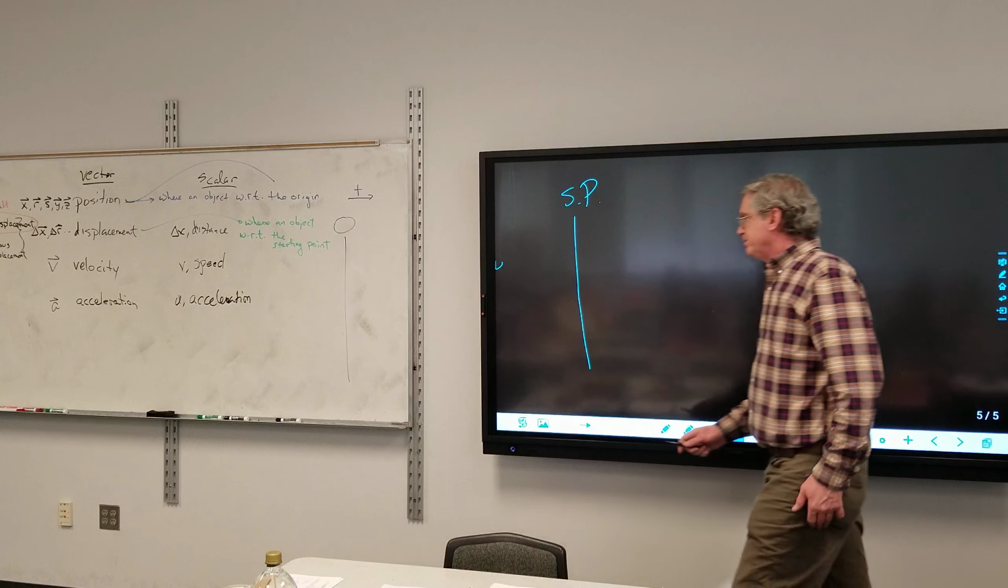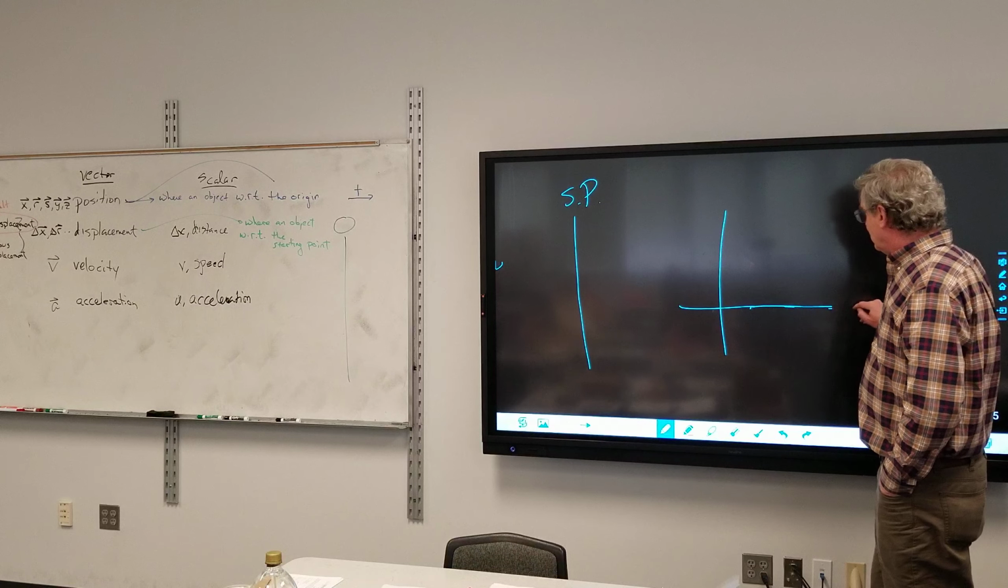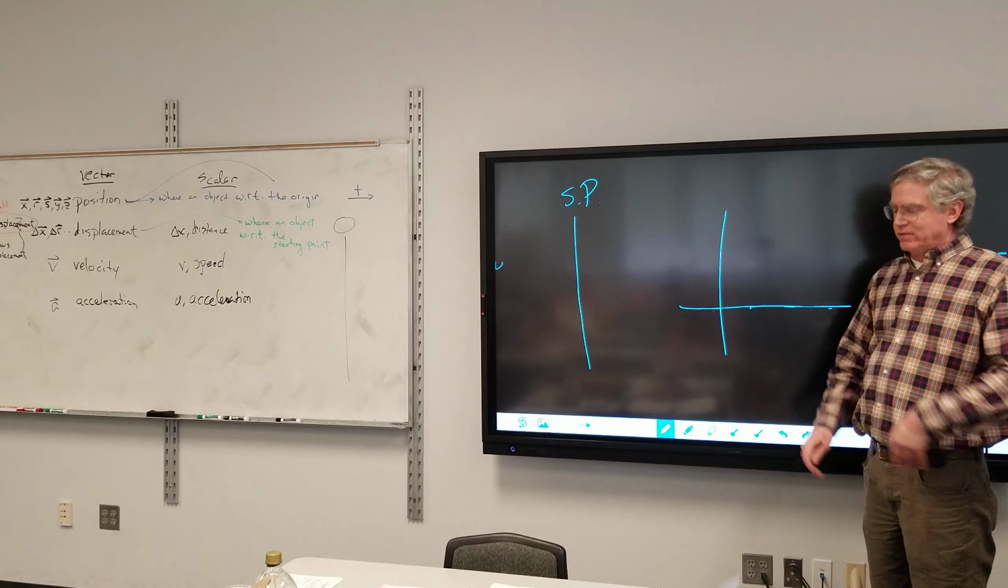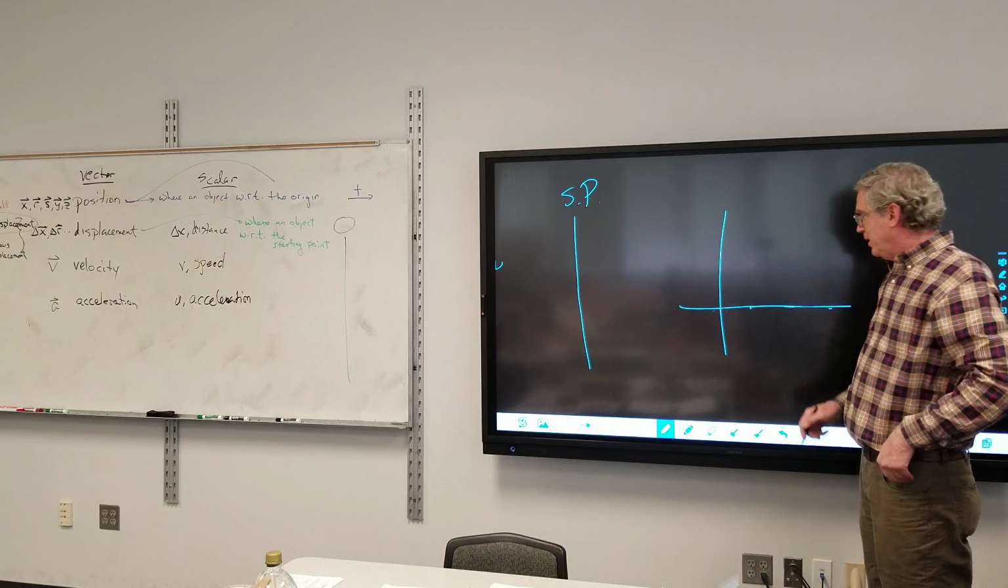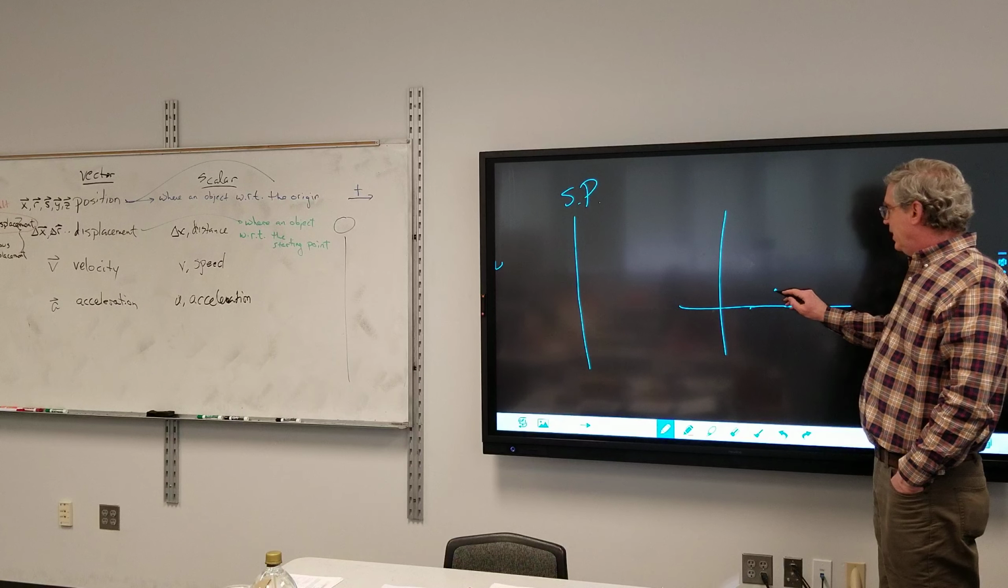Who doesn't love a graph? I got a graph here. You can picture this. I got a flat map and I've drawn a grid on it, and I'm starting here. That's my starting point. And then I go to here.